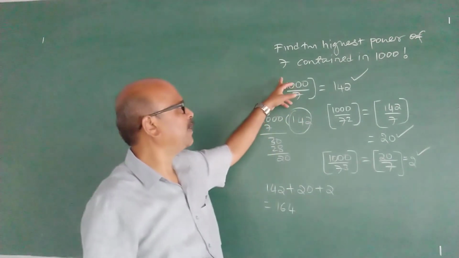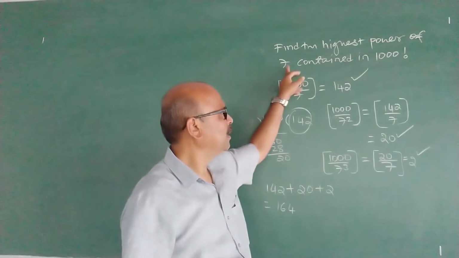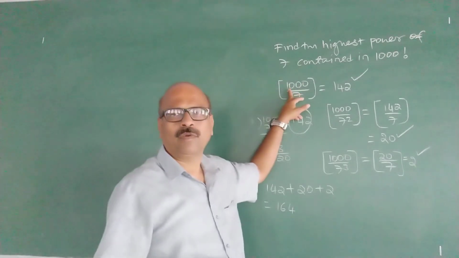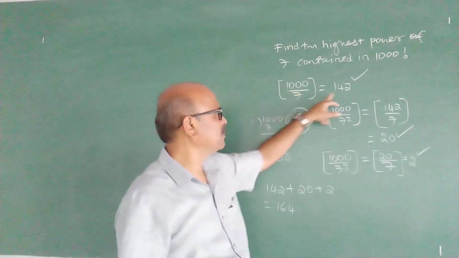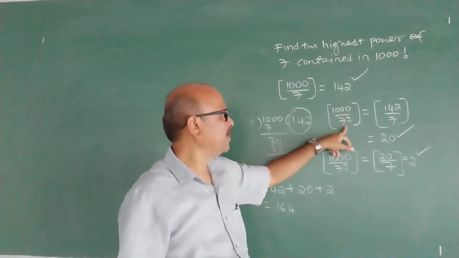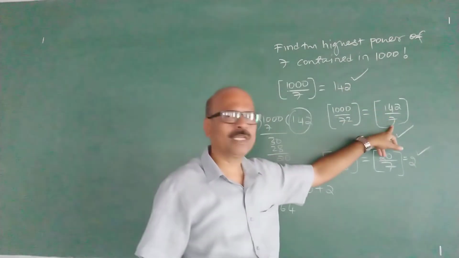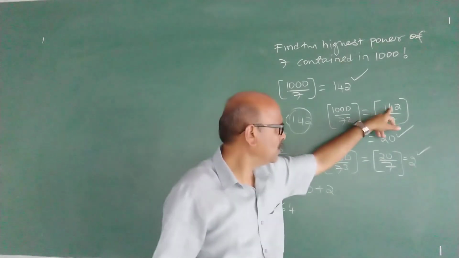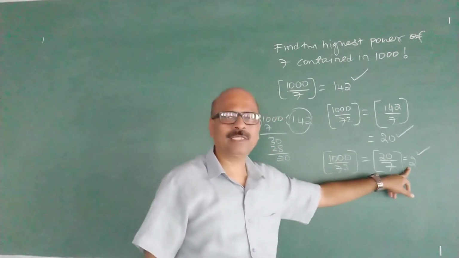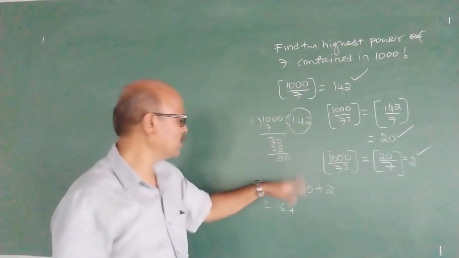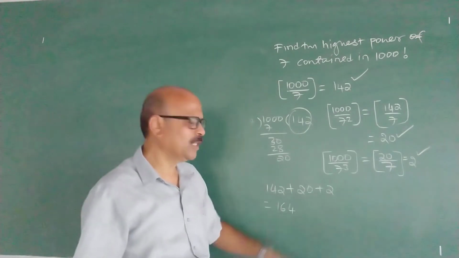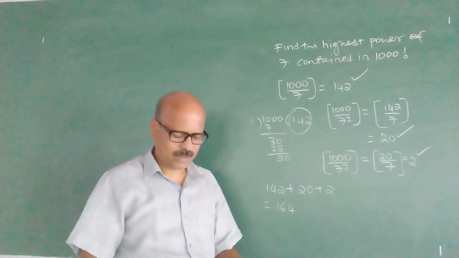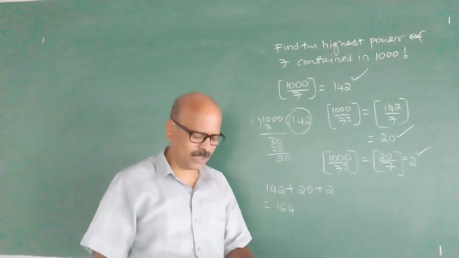Find the highest power of 7 contained in 1000 factorial. What is the formula? 1000 by 7, greatest integer. 1000 by 7 square is the same as 142 by 7. That is important. 1000 by 7 cube is the same as 20 by 7, greatest integer function. Then what is the highest power of 7? Add this: 164.